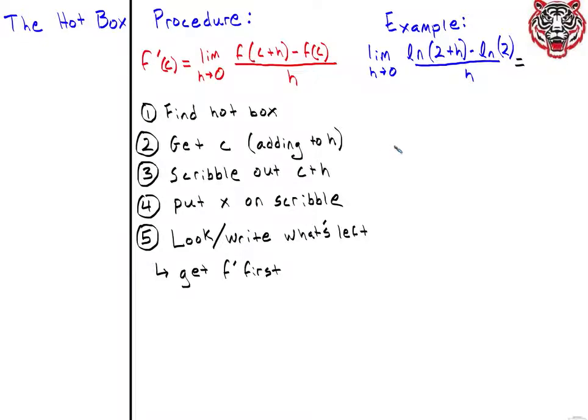Okay, so here's the hotbox. Are you guys ready to follow along? Hotbox, step 1. Hotbox is where I have extra stuff, so the C plus H, everything in there, is the hotbox. This guy is the hotbox. I accidentally crossed out my minus, but my minus is still there. I found the hotbox. Step 1 complete. I would check it off, but it'll look bad for the notes.